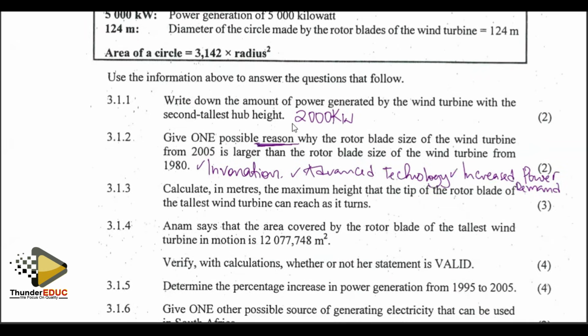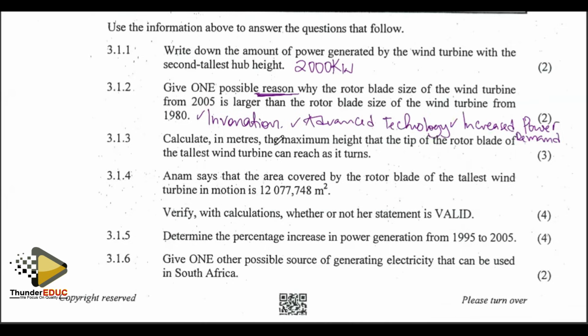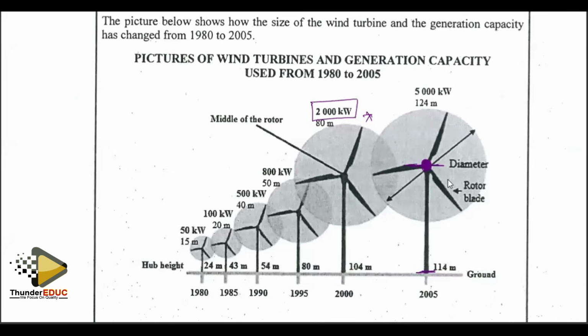Calculate in meters the maximum height that the tip of the rotor blade of the tallest wind turbine can reach as it turns. What we need to do, we are looking for this part here, from there to here. This is what we're looking for. But take note, from the center to the top, it's the radius.